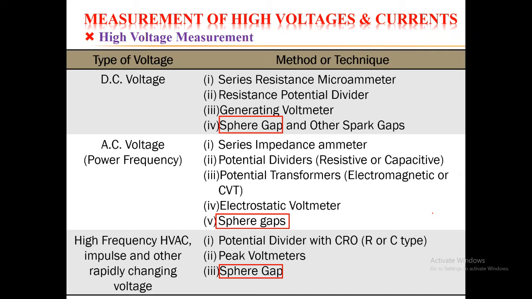To measure these peak magnitudes, sphere gaps are normally more appropriate as compared to other techniques. But sphere gaps alone cannot give us the measurement, so they are always associated with measuring equipment like resistance potential dividers. So today I am going to discuss two techniques, the sphere gap assembly and the capacitance peak voltmeters. Let us begin with the sphere gap.